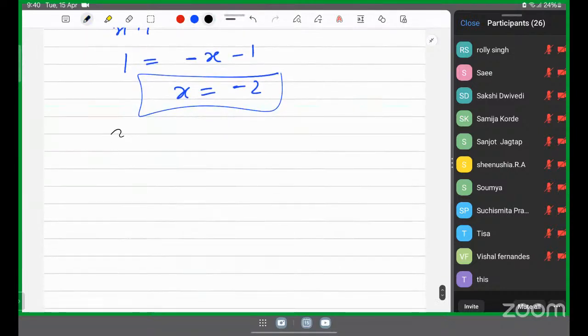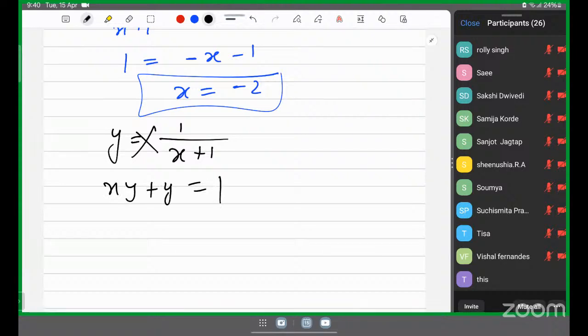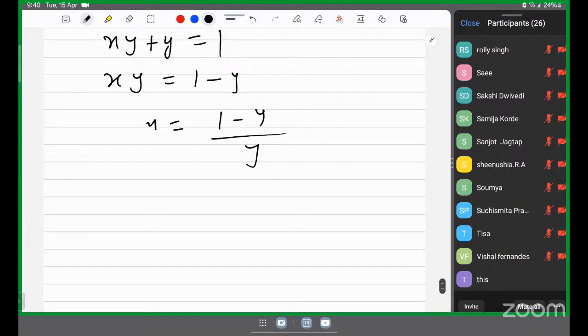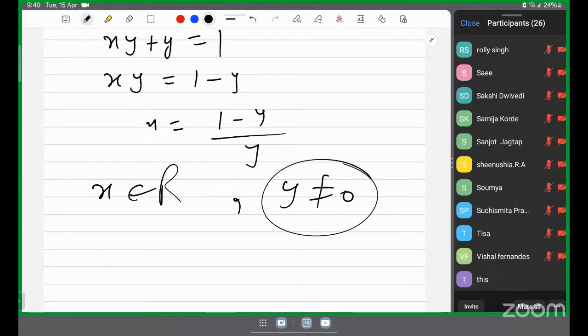Another way to calculate range is, let's say y is 1 upon x. Convert x in terms of y. So xy is 1. X will be 1 by y. For x belongs to R, y cannot be 0. It means it will attain all possible values except 0. So its range will be R minus 0. Am I right? Yes or no?